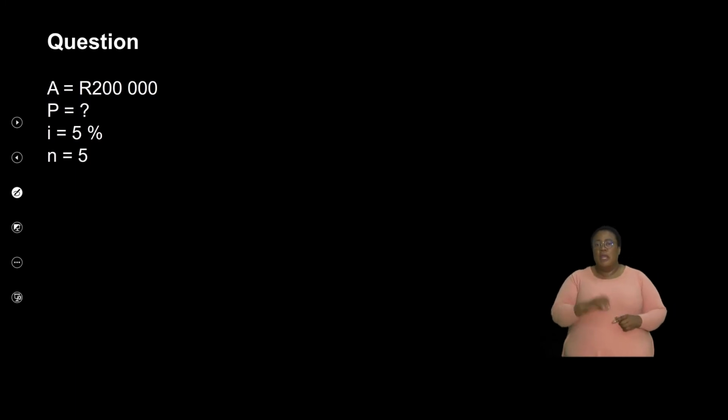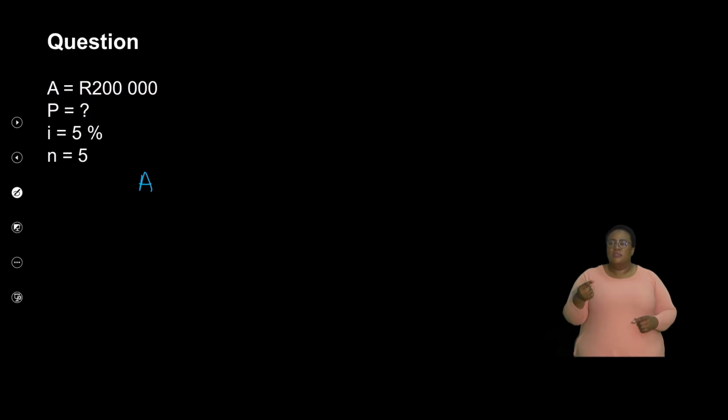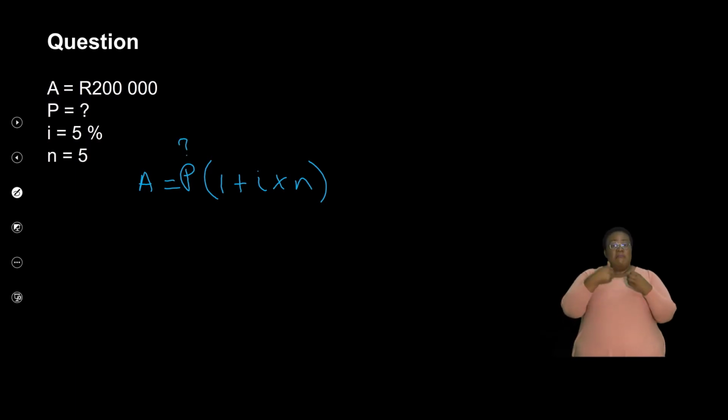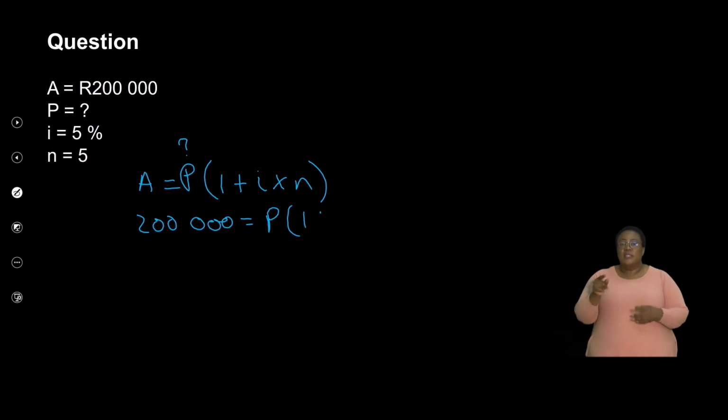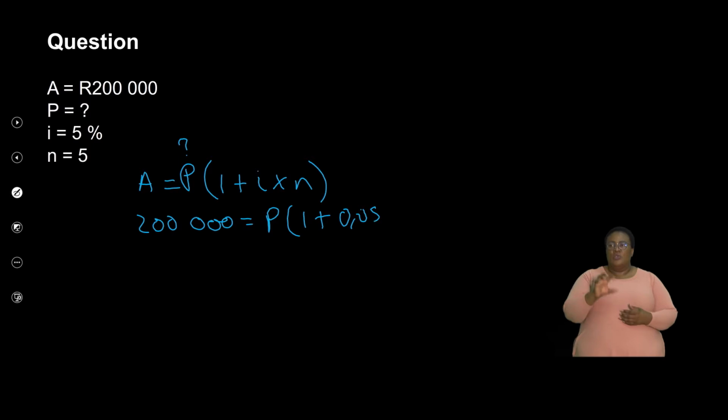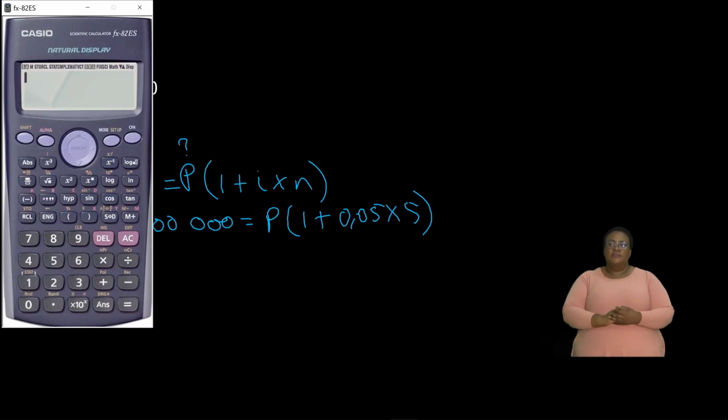Now, if we look at what we want to do here, remember A is the 200,000. And since this is simple interest, my formula is going to be A equals P into 1 plus i multiplied by n, right? And the big thing that I'm trying to find here is the value of P. How much did I start the investment with so that I get to the 200,000 after 5 years' time? And this was at an interest rate of 5%, so that's 0.05 multiplied by the 5 years, because this was for 5 years. And then we'll just go to our calculator and calculate this.